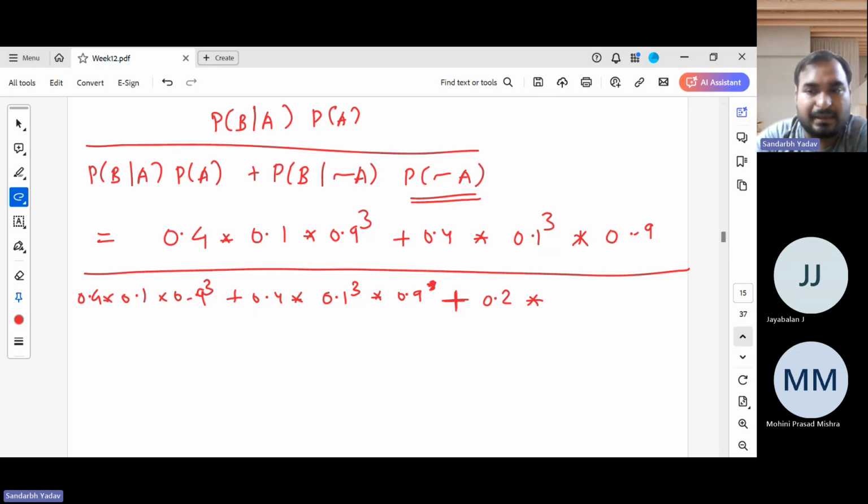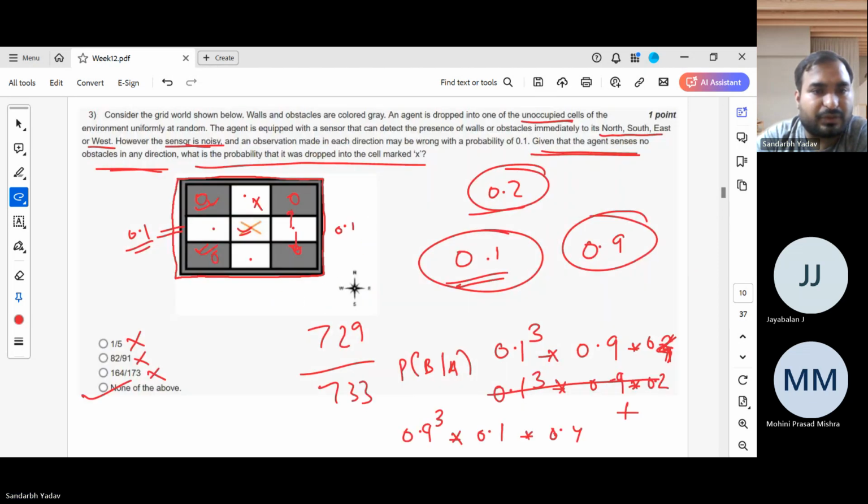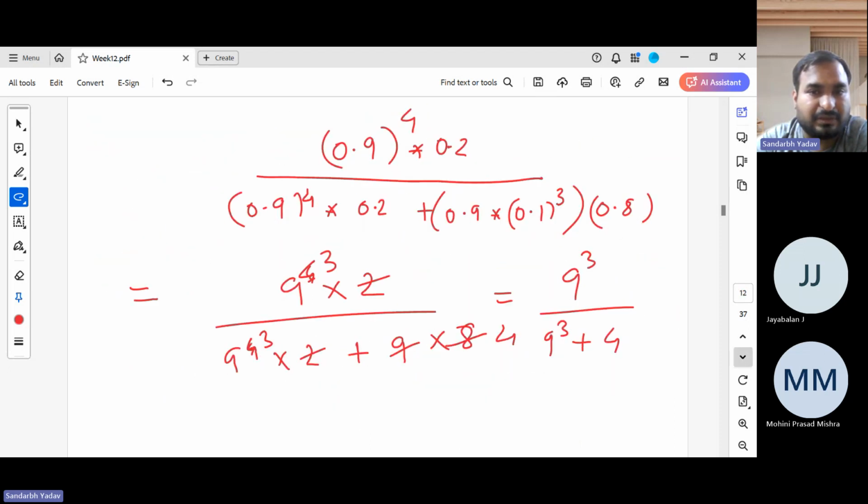So let's observe cell X first. Cell X doesn't have any obstacles. So basically what we want is the probability that there is an obstacle in the north and an obstacle in the south, but no obstacle in the east and west. We want two of them to be wrong, but the remaining two should be correct. So the probability of this will be 0.9 square into 0.1 square.